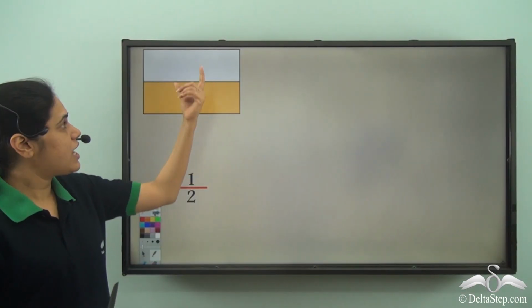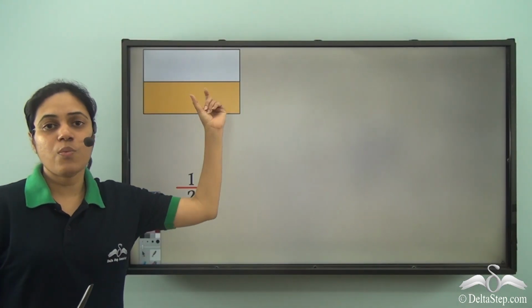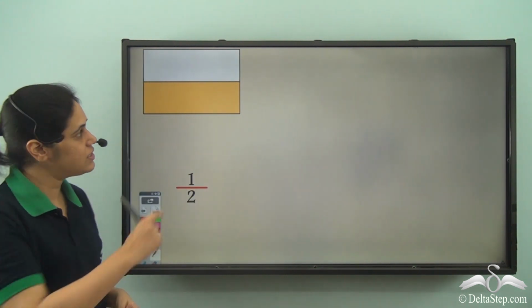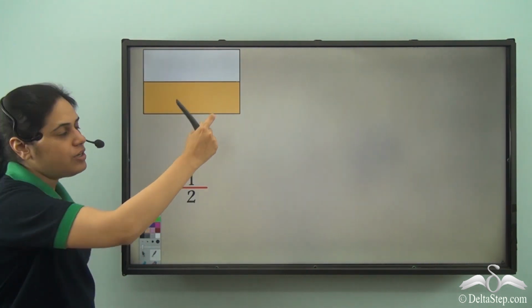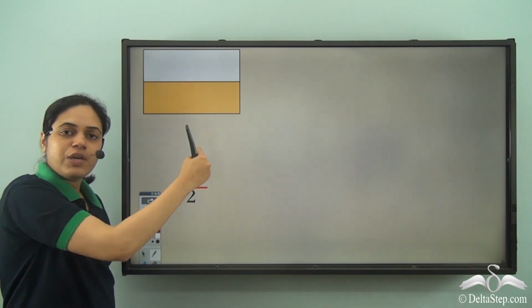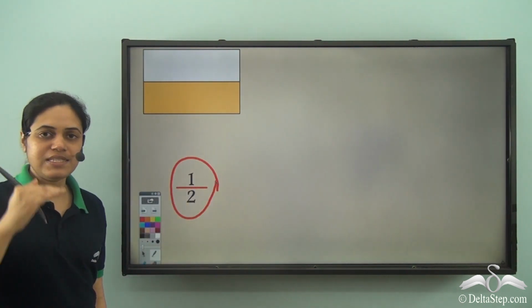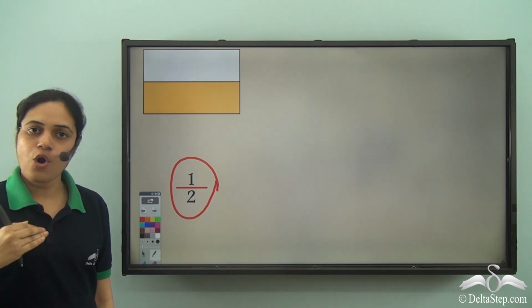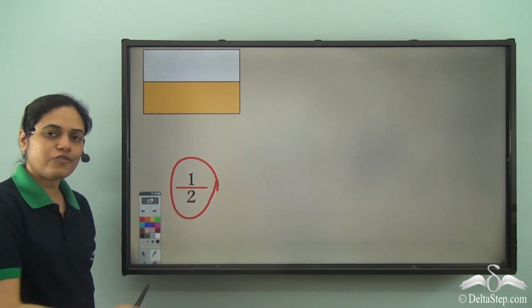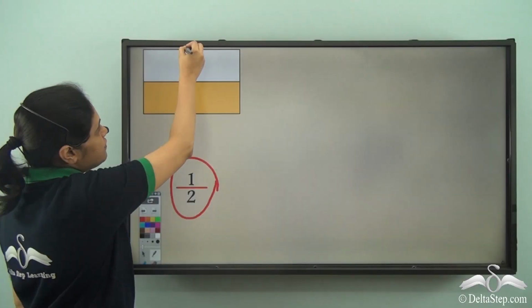So this represents 1 out of 2 equal parts. The yellow shaded region represents 1 out of 2 equal parts. So in terms of fraction, I can write this as 1 by 2 or half, because it is 1 out of 2 equal parts.